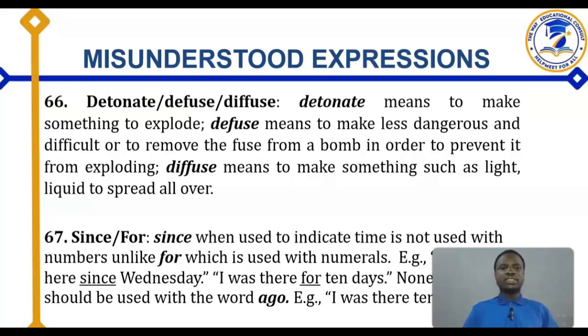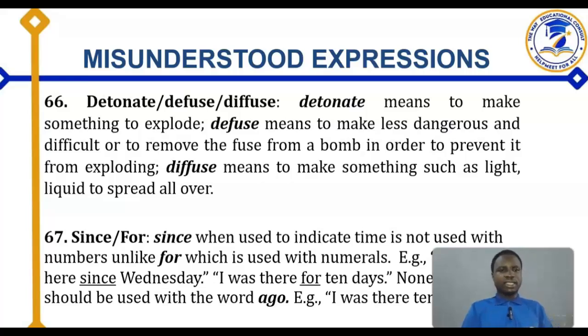Then you have the following words in number 66: detonate, defuse, and diffuse. Detonate means to make something explode, like a bomb or other explosive devices. When you want to make them explode, you use detonate. Then when you want them to be less dangerous, or you want to stop or prevent them from exploding, you use defuse. So maybe you remove the fuse from a bomb so that it will not explode. That is defuse, right? The police or the Department of Secret Service defused the bomb from exploding.